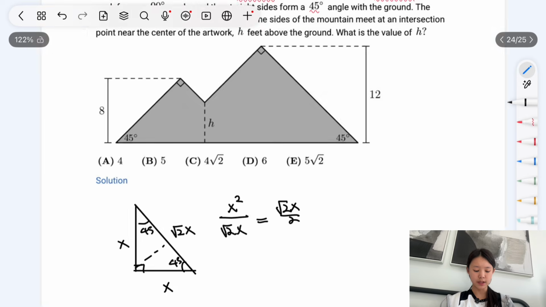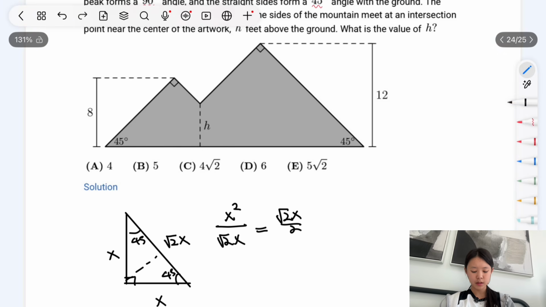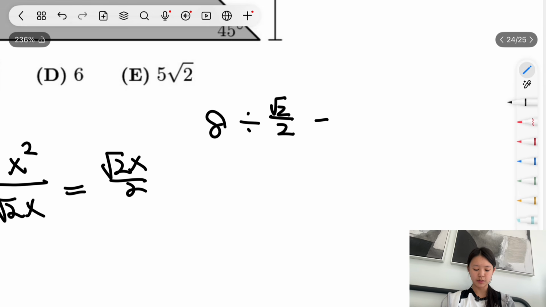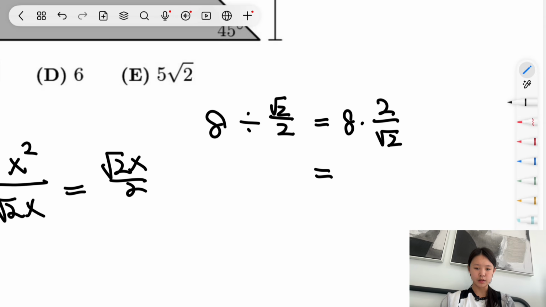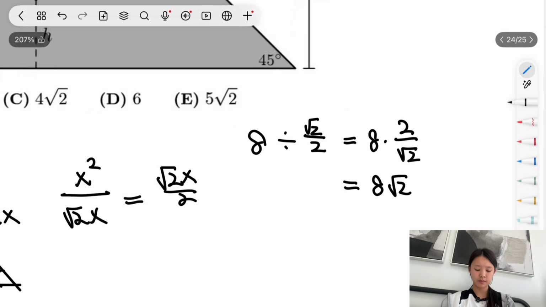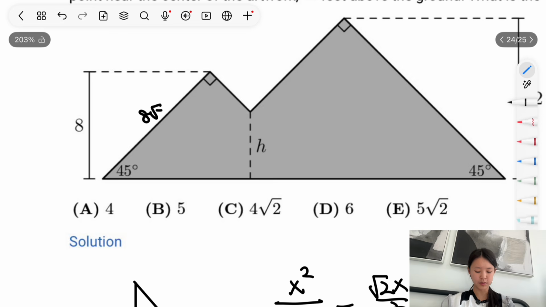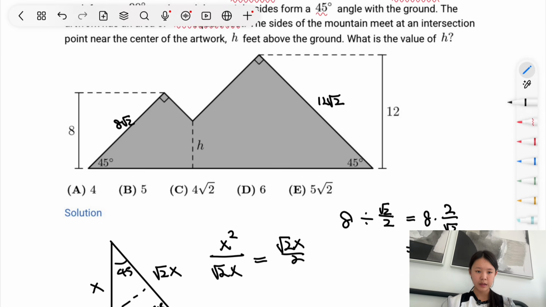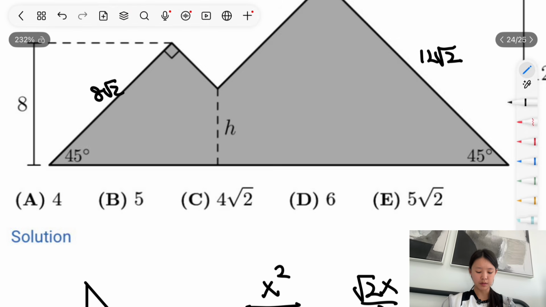So if you want to find the side length of this area, it would basically be 8 divided by square root of 2 divided by 2, which equals 8 times 2 divided by square root of 2, which is 8 square root of 2. And so this is 8 square root of 2, and that is 12 square root of 2. So now we move on to this area. What is this overlap area?